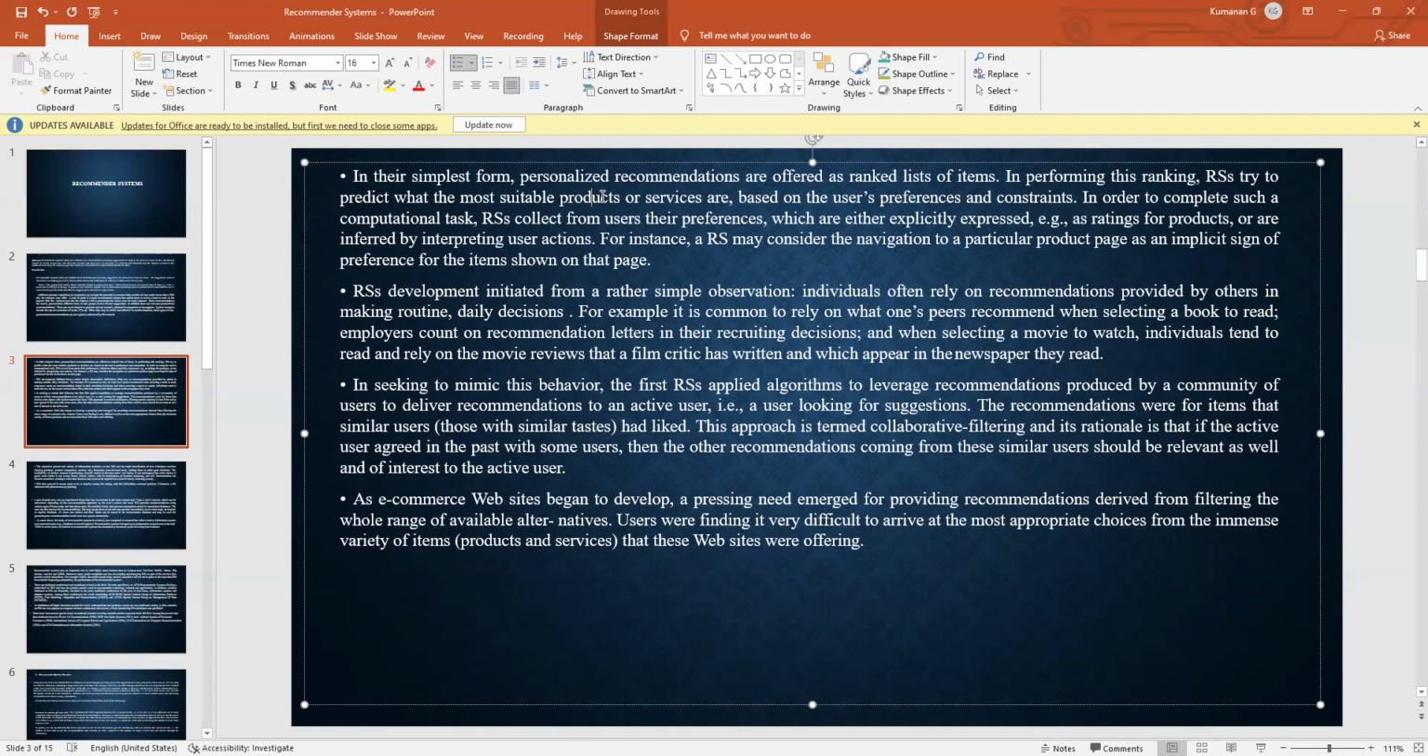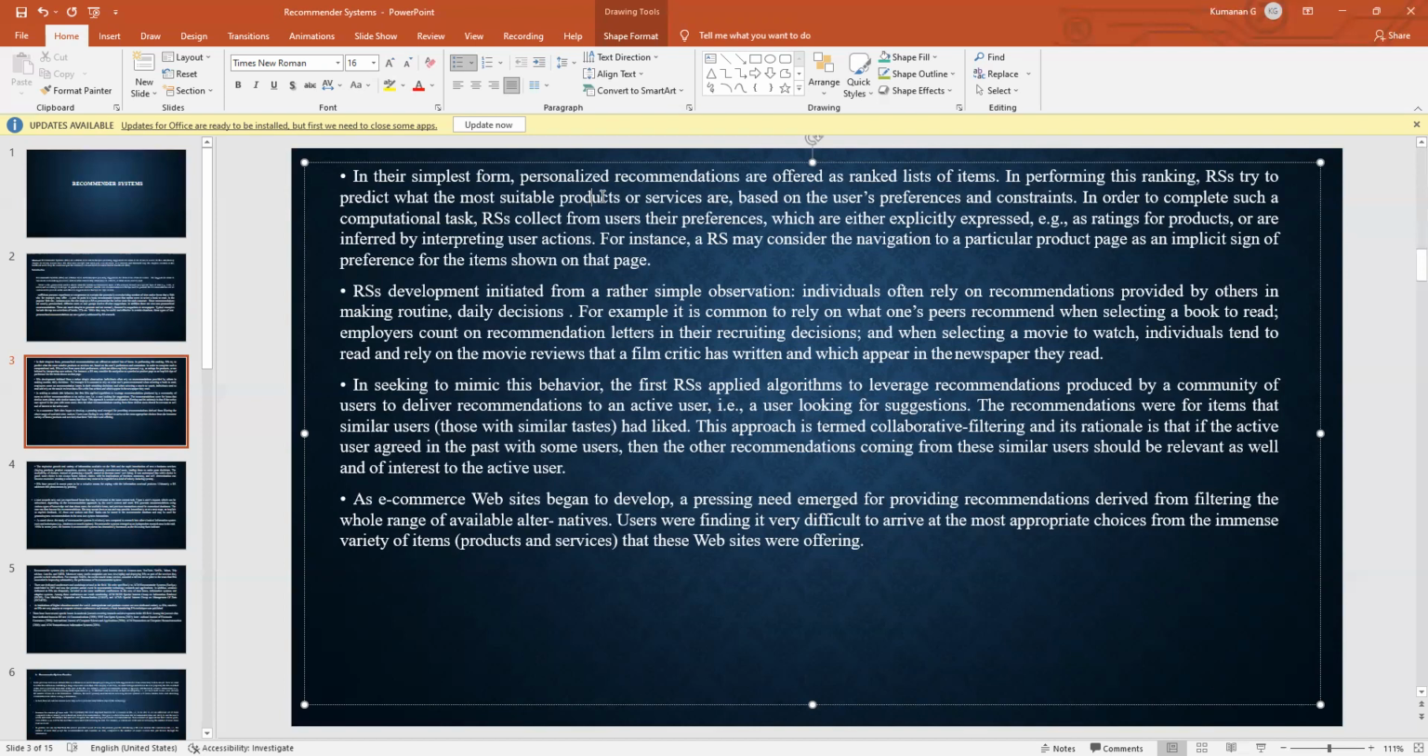Recommender systems development initiated from a rather simple observation. Individuals often rely on recommendations provided by others in making routine daily decisions. For example, it is common to rely on what a friend recommended when selecting a book to read. Employers count on recommendation letters in their recruiting decisions. And when selecting a movie to watch, individuals tend to read and rely on the movie review that a film critic has written and which appears in the newspaper they read.